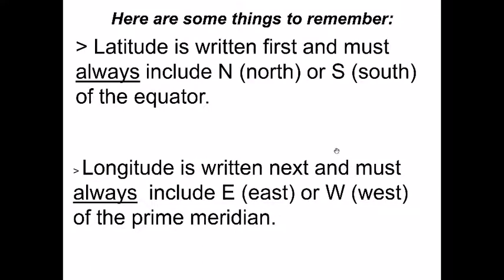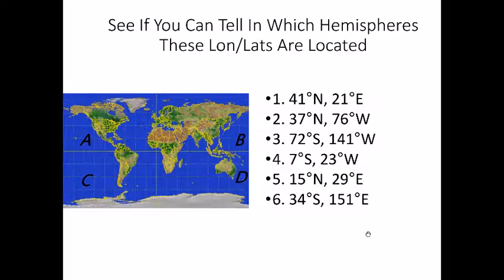So the method of writing them down is that latitude is always written first, and it must always include a north or south sign with it. Similarly, longitude is written second, and it must include an east or west sign with it, and the two combined can give you the exact location.